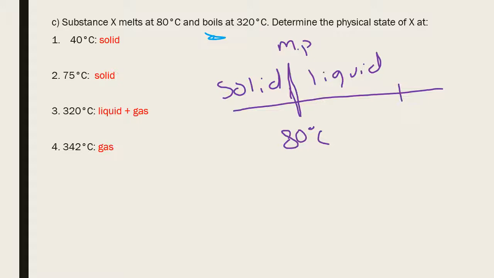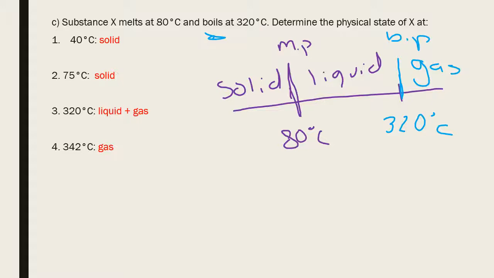So boiling is liquid, written right, liquid, and then it goes to gas. So this line here is the boiling point. What degrees does the boiling point happen at? It happens at 320 degrees. What does that mean? Anything before 320 degrees is still a liquid. Anything after 320 degrees is a gas.